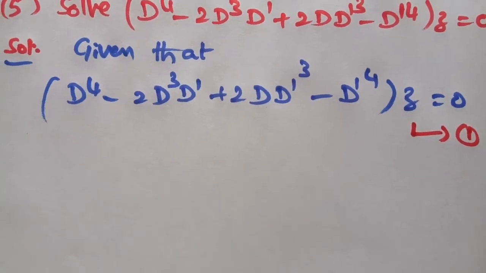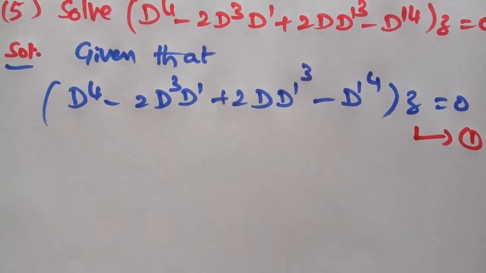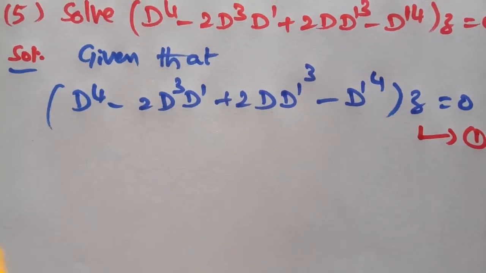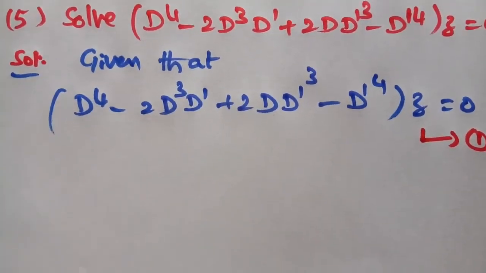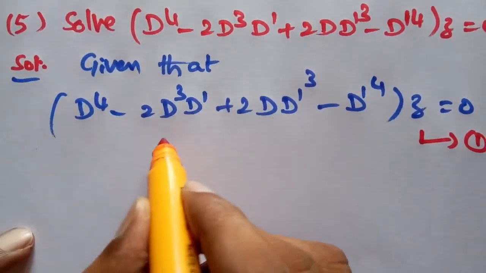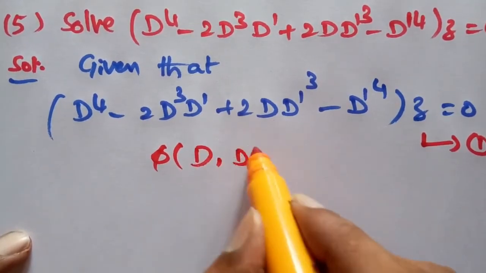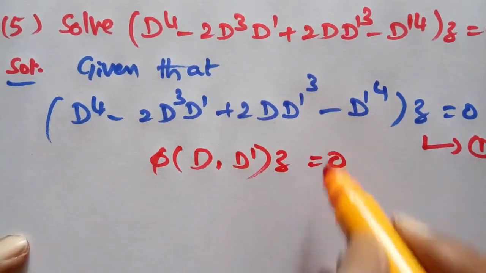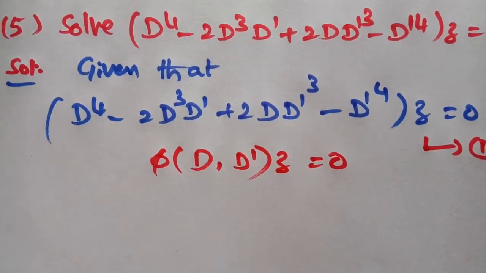Now find the auxiliary equation. The auxiliary equation is obtained by putting D equal to m and D dash is equal to 1.